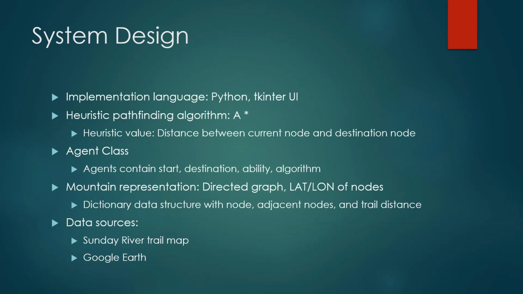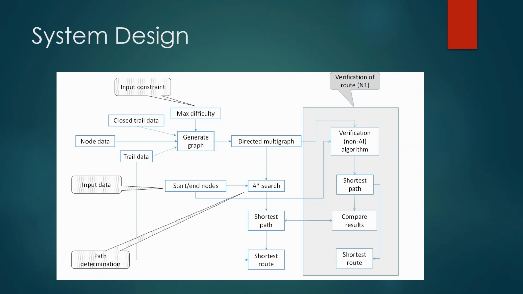The mountain representation is a directed graph using the latitude and longitude of different points on the mountain, and has a dictionary that for each node has the adjacent nodes and the distances to get there. Data sources were the Sunday River Trail Map and Google Earth for actually measuring latitude and longitude of the nodes as well as the lengths of the trails.